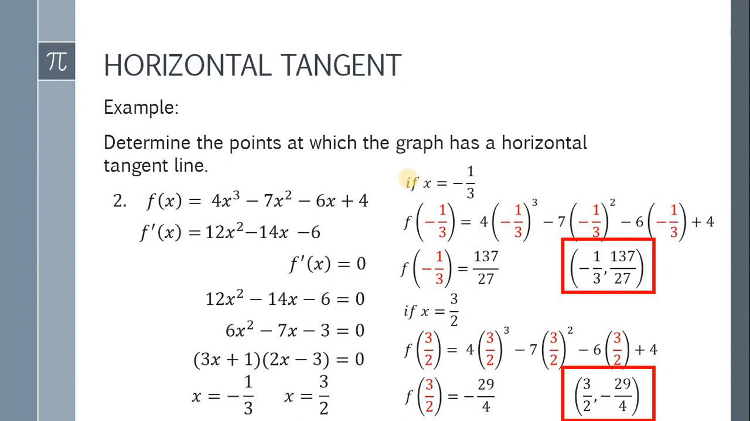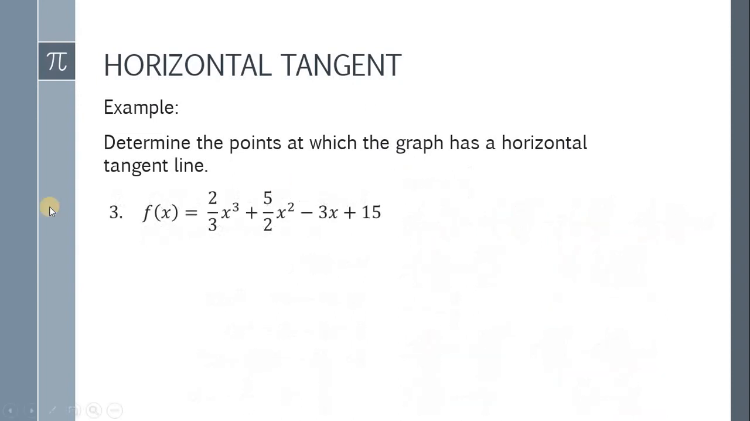Now, let's have the solution for number 3. Ito ulit yung ating given. We have f of x is equivalent to 2/3 x cubed plus 5/2 x squared minus 3x plus 15. First thing to do is to find the derivative. So we have f prime of x is equivalent to derivative of 2/3 x cubed must be 2x squared plus the derivative of 5 over 2 x squared must be 5x minus the derivative of 3x must be 3, and the derivative of constant is always 0.